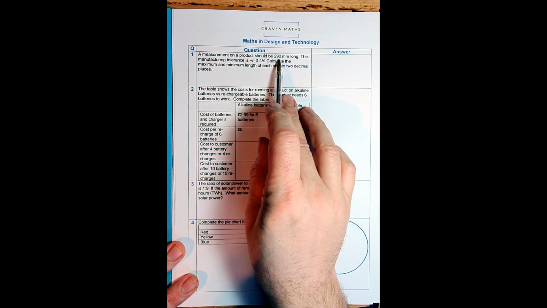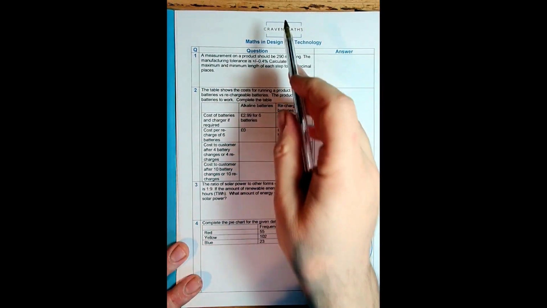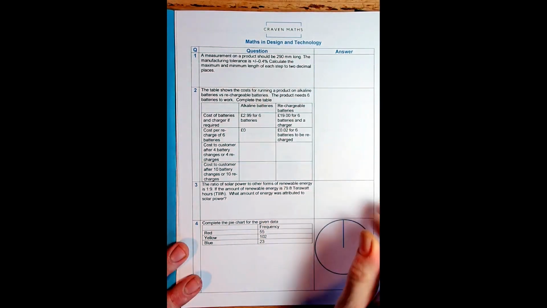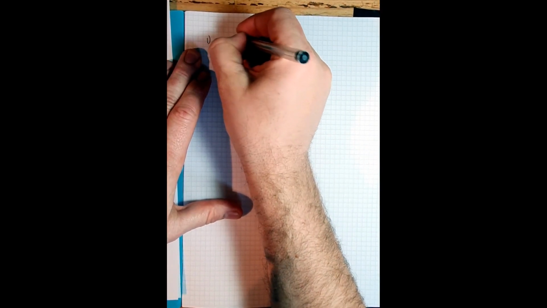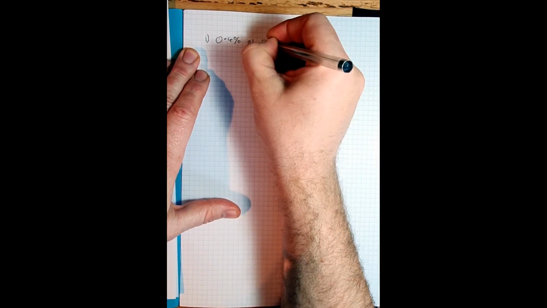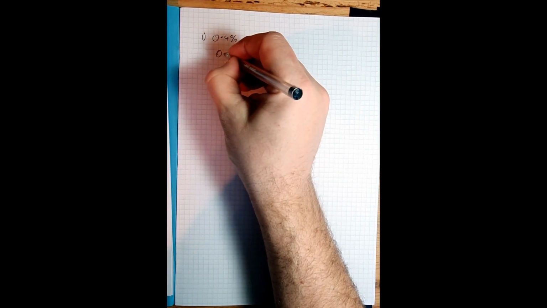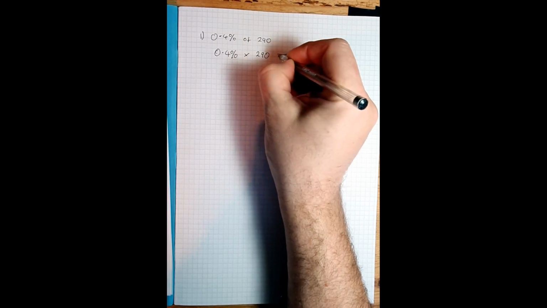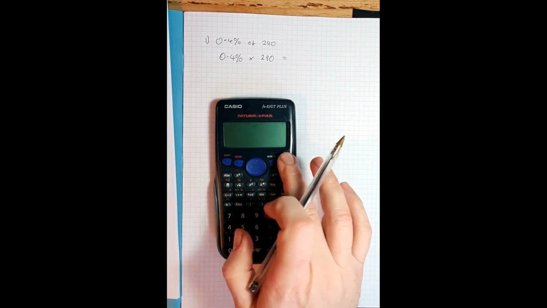Measurement on a product should be 290 millimeters long. The manufacturing tolerance is plus or minus 0.4%. That means I work out what my 0.4% is, and it can be that much longer or that much shorter. So, question 1, 0.4% of 290. Remember, in maths, of is just times, so on my calculator I can literally type in 0.4% times 290. My percent button is there, it's yellow. It depends on your calculator, of course.